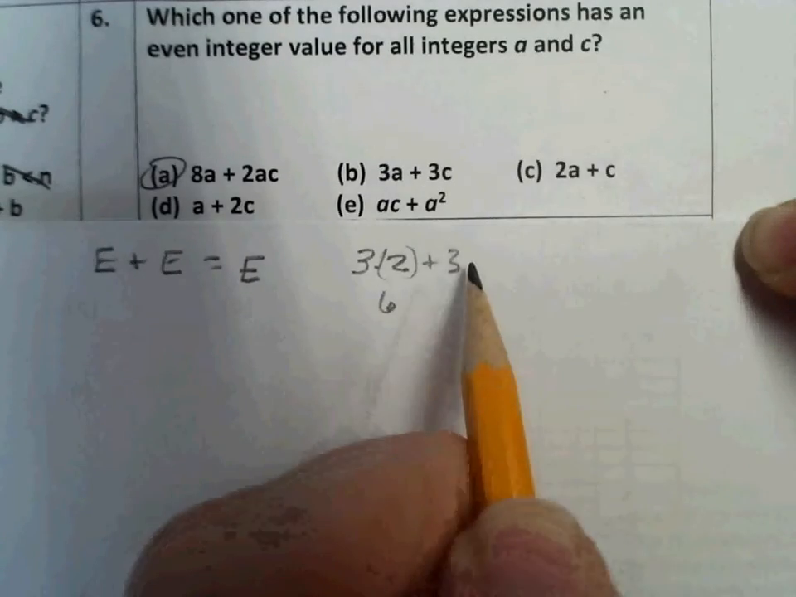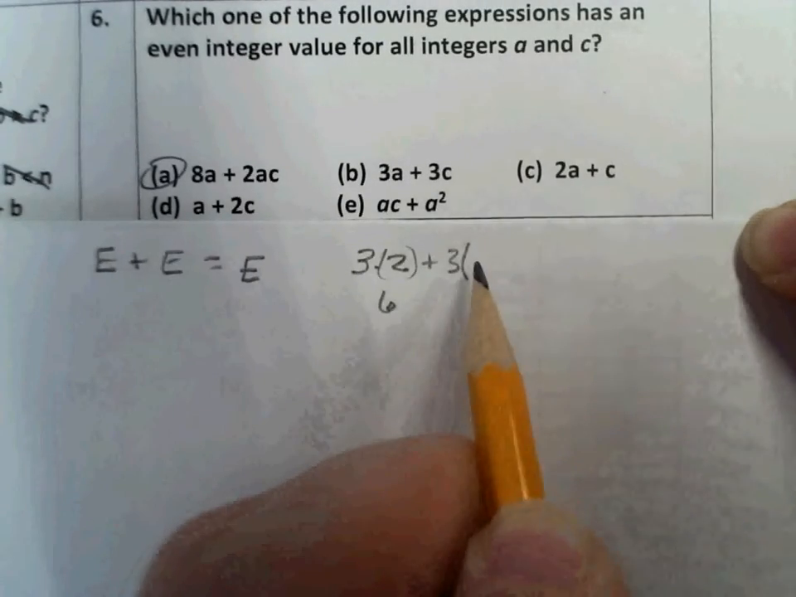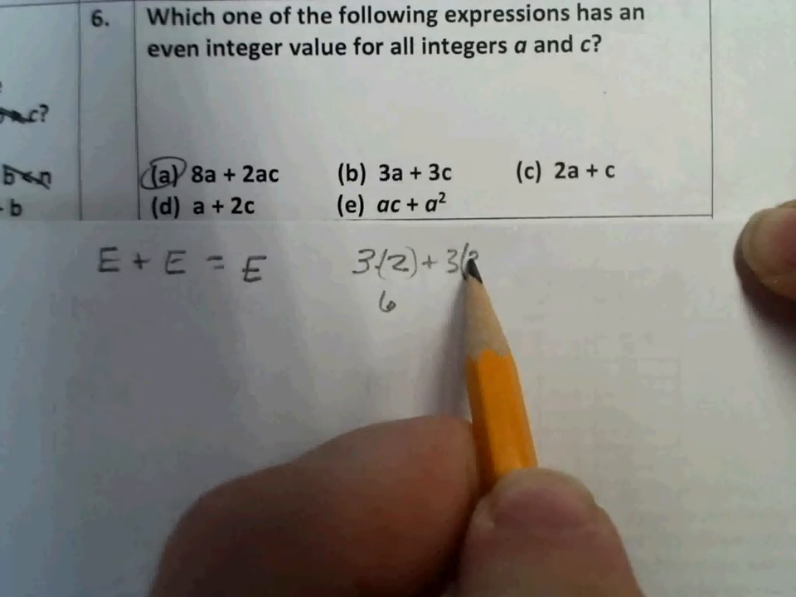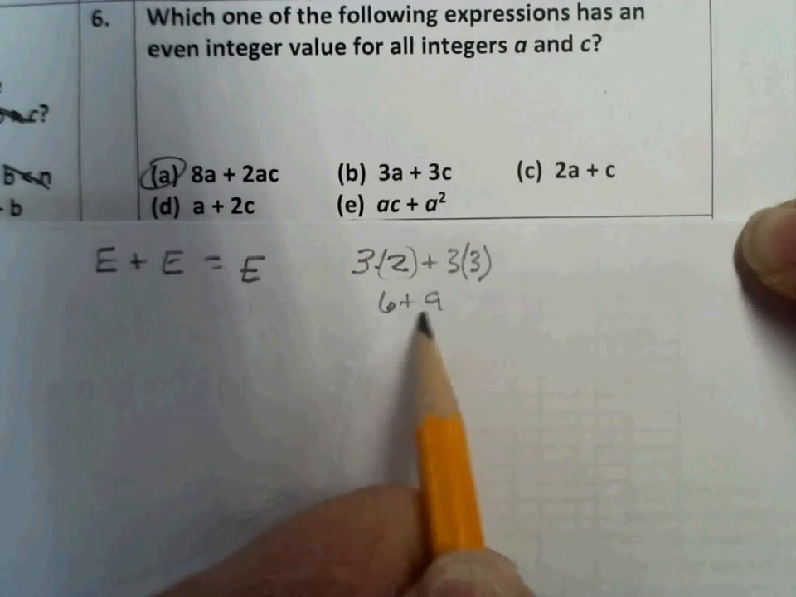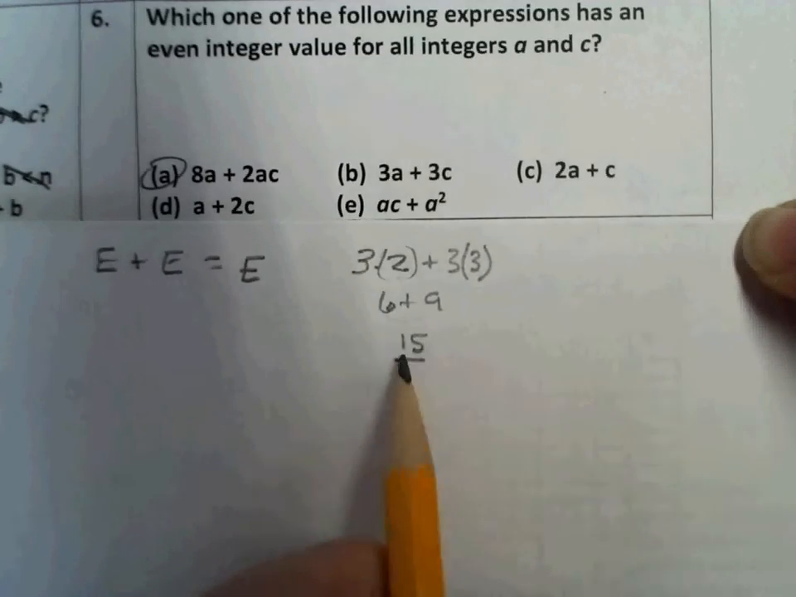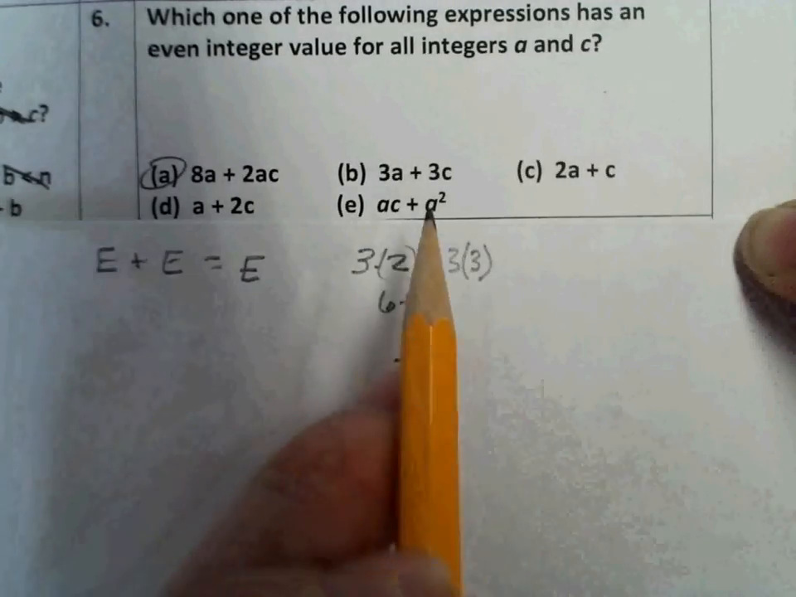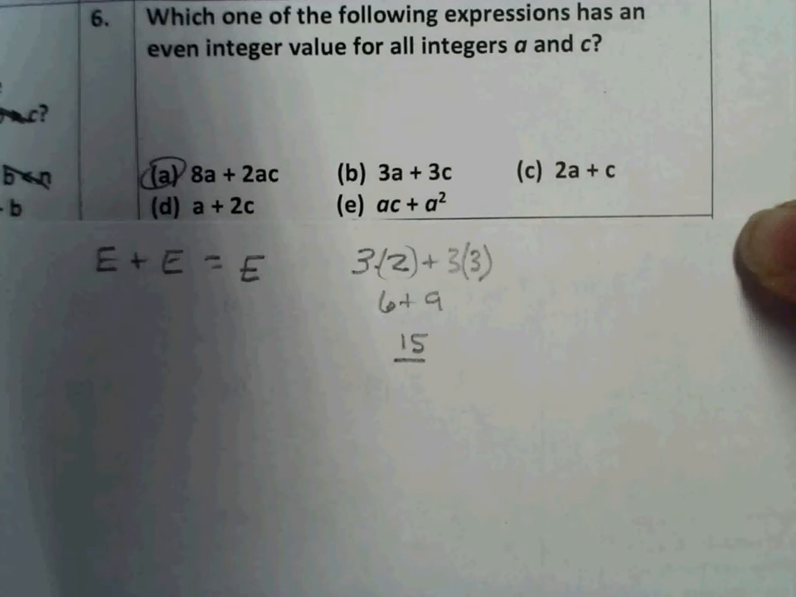What if C was an odd number? Let's say 3. So A is 2 and C is 3. 3 times 3 is 9. 6 plus 9 is 15. That's an odd number. I wanted an even number, so there's at least one answer that doesn't work for B.